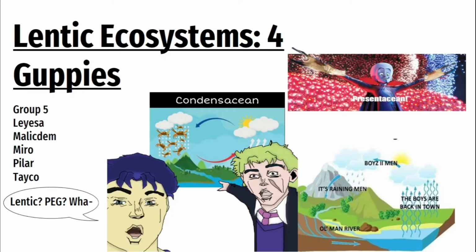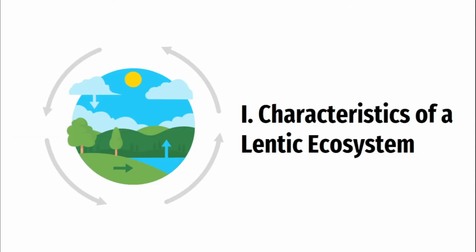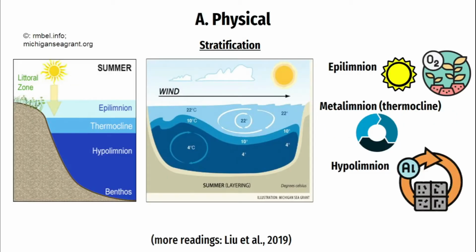So lentic ecosystems, guys. From the word lentic, you can already attribute it to still waters from the Latin word lentus, which means sluggish. Already, this would include your marsh, bogs, swamps, ponds, or lakes, and I think it's a good way for us to start with the characteristics. So beginning with physical, I instantly just think clarity, like skin, or movement, like stratification.